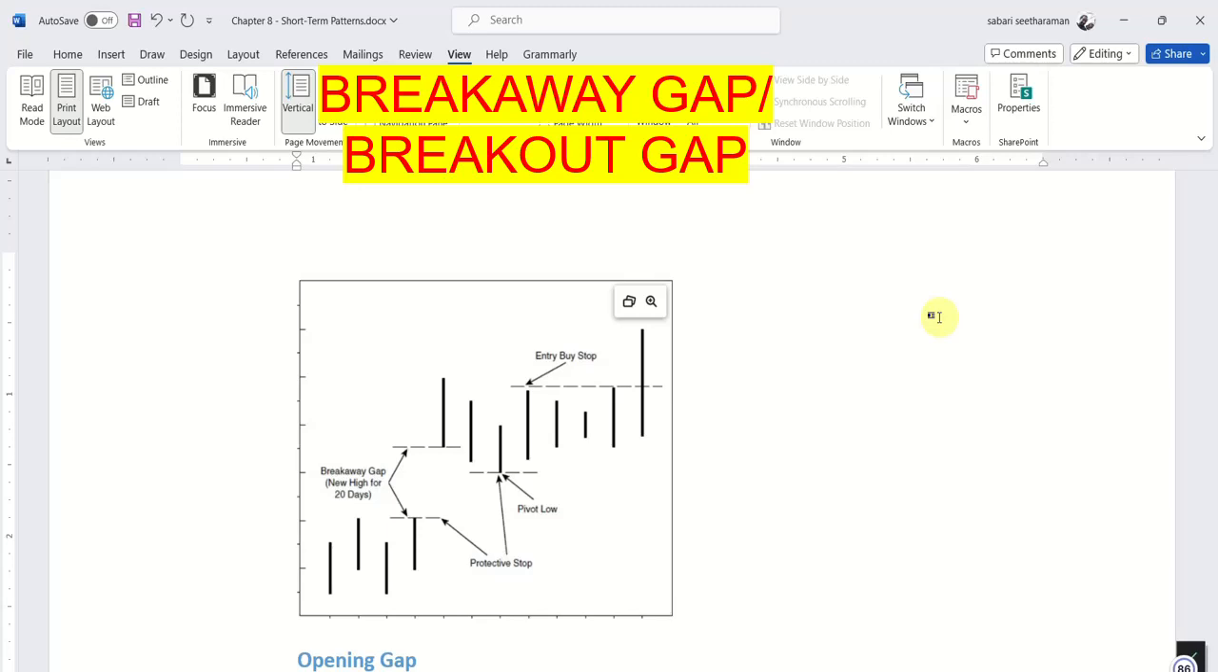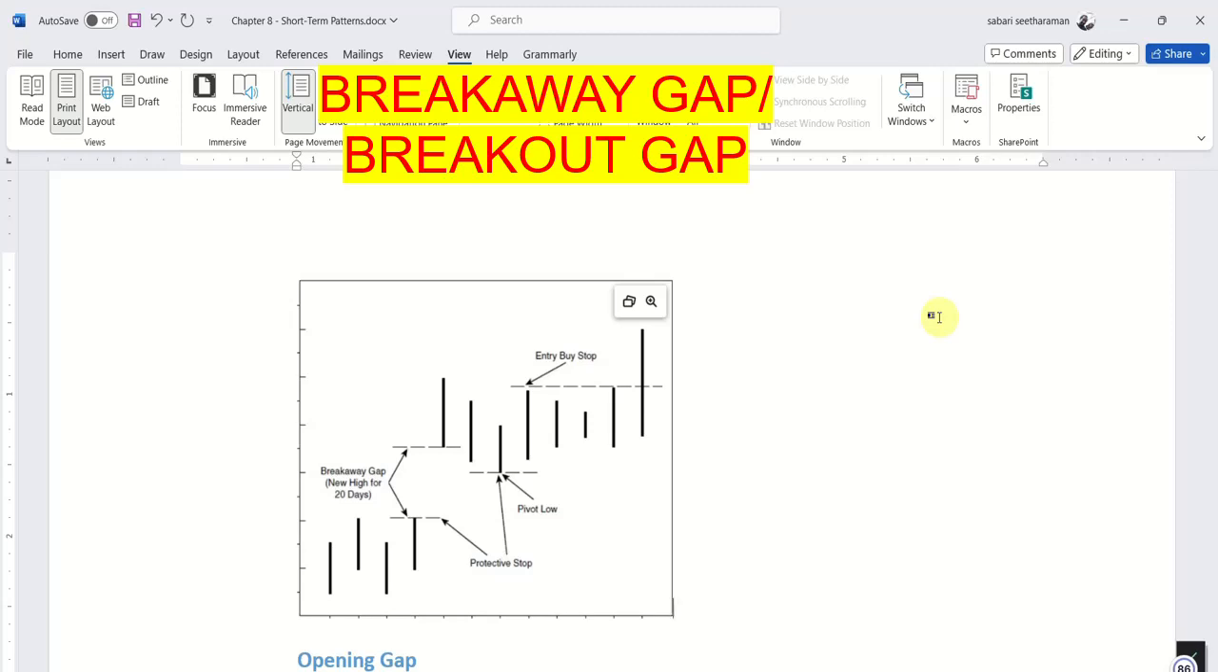It signals that a pattern is completed and a boundary penetrated. The size of the gap appears to be proportional to the strength of the subsequent price move. The more the size, the more the strength. A gap happens in either direction. Upward gap, downward gap.